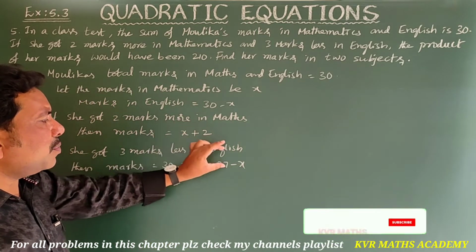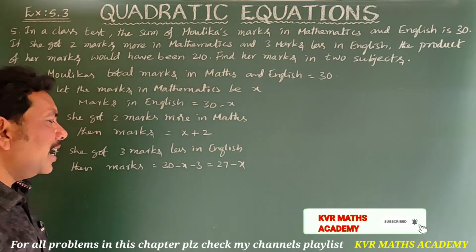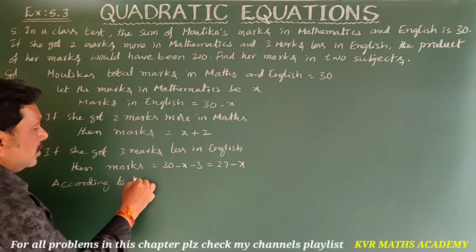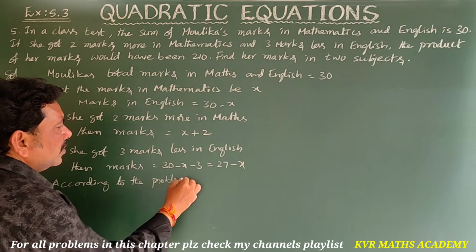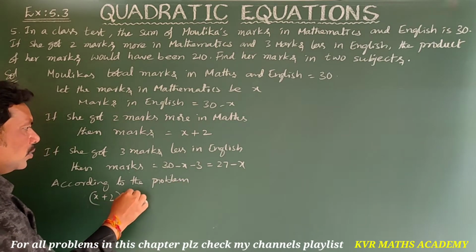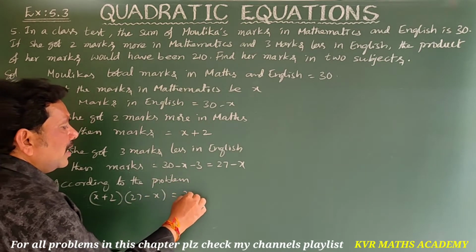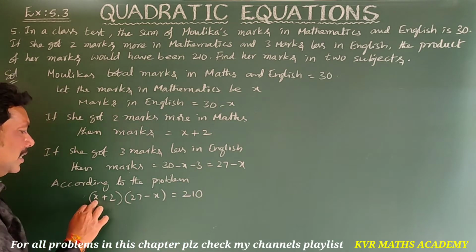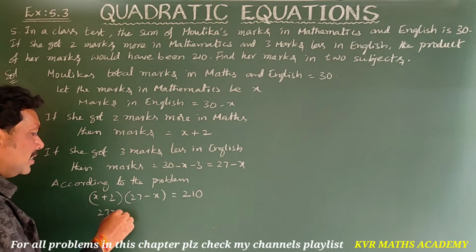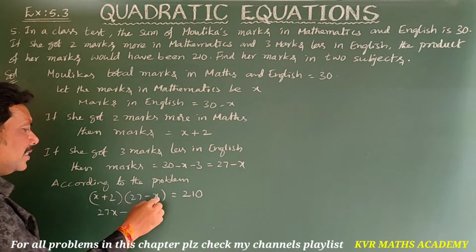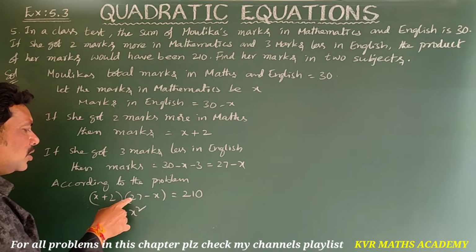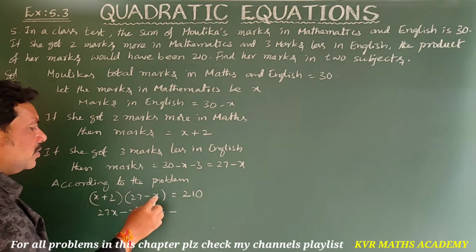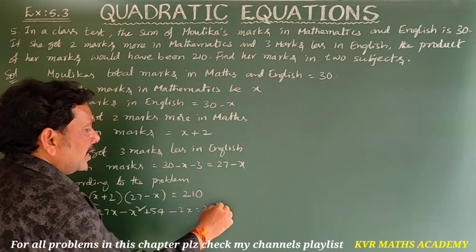Now these both product will be equal to 210. So according to the problem, x plus 2 into 27 minus x is equal to 210. Now multiply these. x into 27 is 27x, plus into minus, x into x is minus x square. Next, plus 2 into 27 is plus 54, plus into minus, 2 into x is minus 2x, is equal to 210.